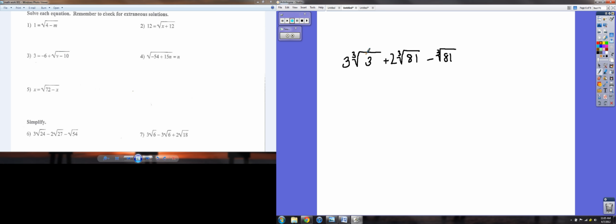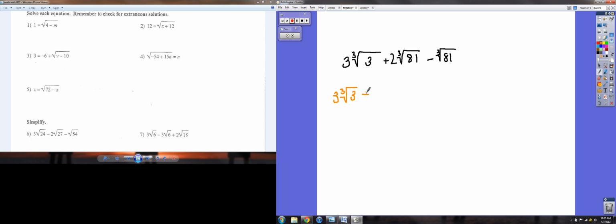Okay, one more here. So this one looks a little bit different because now we're dealing with cube roots. There's really nothing different about it except you're just dealing with cube roots and cubed numbers as opposed to square roots. So can we break down the cubed root of 3? Okay, no, so we're just going to leave it like that. So we have 3 times the cubed root of 3.